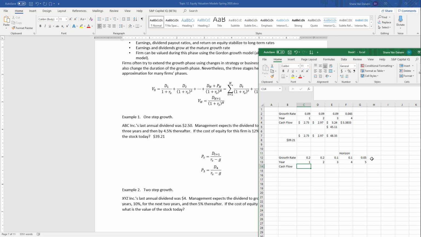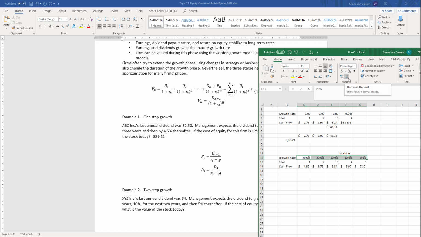Our last dividend was $4, so our first cash flow is going to be $4 multiplied by 1 plus the growth rate of 20%. That's going to give us $4.80 for our next dividend. And then we can just take that, $4.80 multiplied by 1 plus the growth rate. And now that I have that in, I can drag that all the way over to here and get the rest of my dividends. Okay. Just like I did before, let me make this look nicer too.